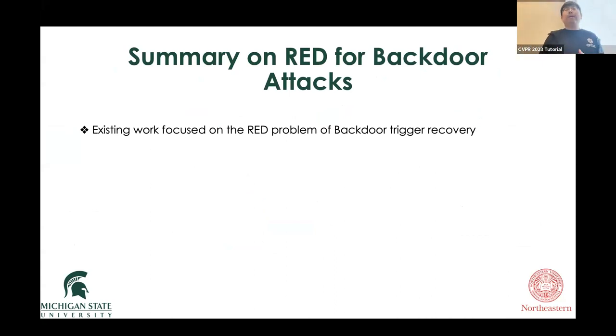And at the end, I want to summarize this part a little bit. So existing works mostly focus on the RED problem for backdoor trigger recovery. So this is the mainstream. And why? Because having the backdoor triggers, you can do many things: backdoor attack, backdoor model detection, and also you can localize the trigger content, and you can do model and data cleansing. For example, you can cut out these regions and retrain the model, and so on and so forth.